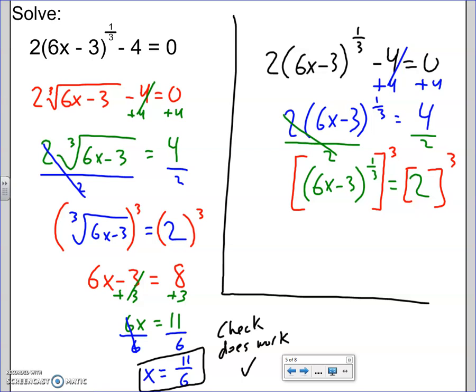So that would make, when the exponent's 1, really the exponent doesn't care anymore. It's just 6x minus 3. It is still 2 to the third power. That's 8. You're still going to add 3. Then divide by 6, get the same answer. So you are allowed to use whatever formula you like more.